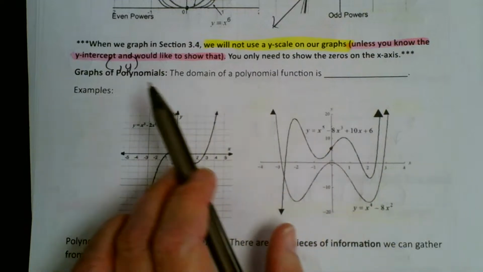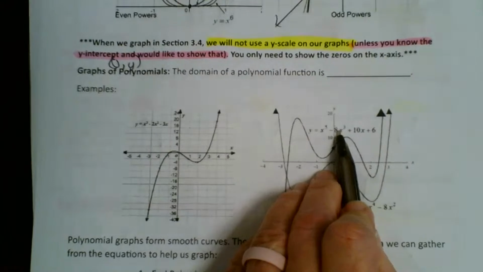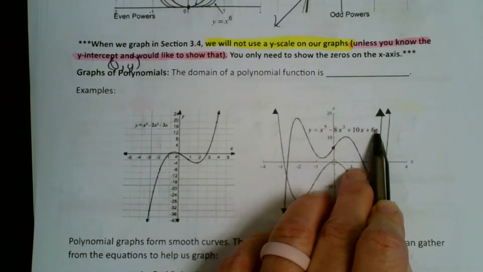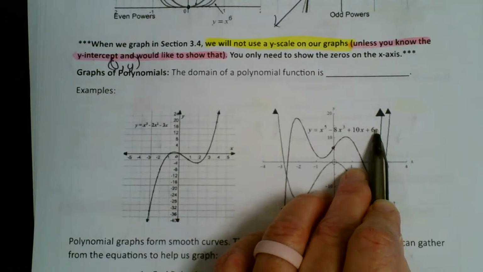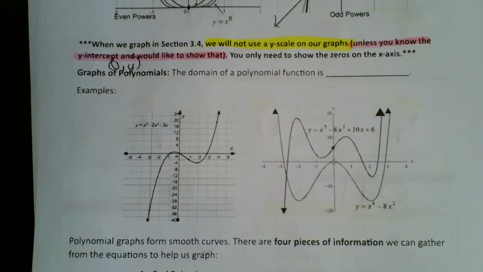What would happen if you plugged in a 0 for every one of these x values? What would survive? 6. The 6. So if it is not factored, the constant is the y-intercept. If it is factored, you don't see that constant.